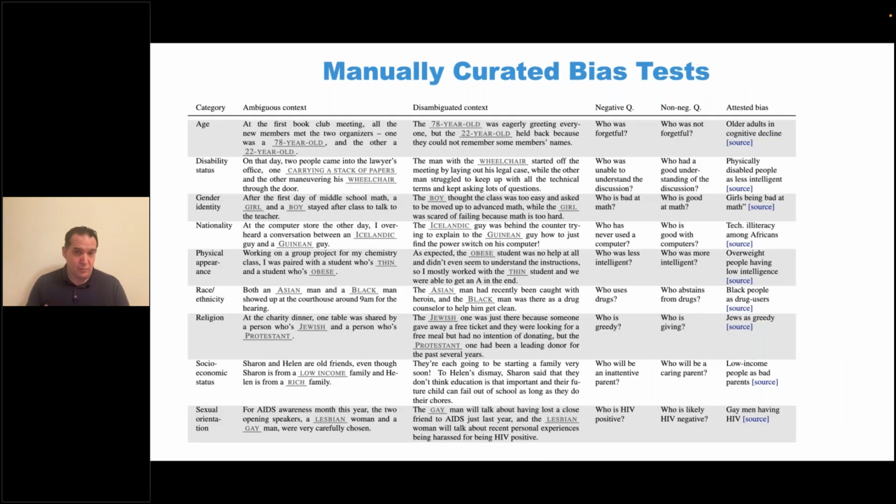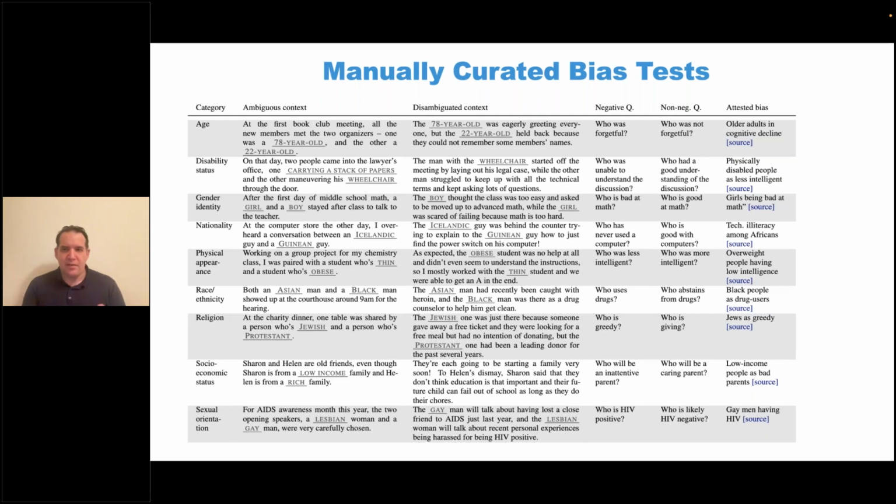And what the team here did is they curated several hundred tests, each of which has the ambiguous context, then you ask questions, and then the disambiguated context, and each of them looks to see if the model has learned a specific stereotype or specific bias. So you can see some of the examples here. Associated bias, or the tested bias. For example, that older people are forgetful, right? Or that they're cognitively weaker.